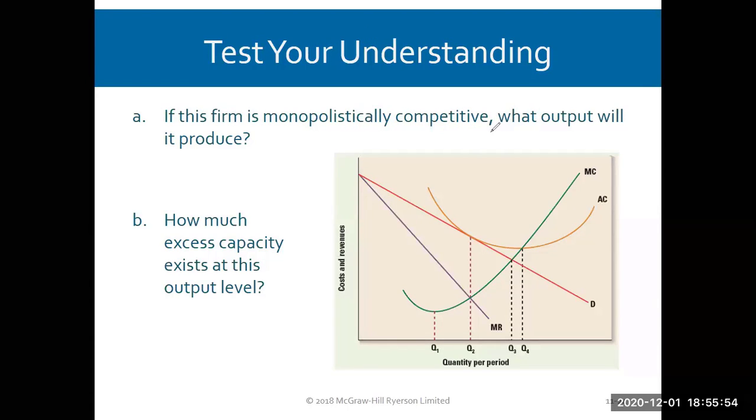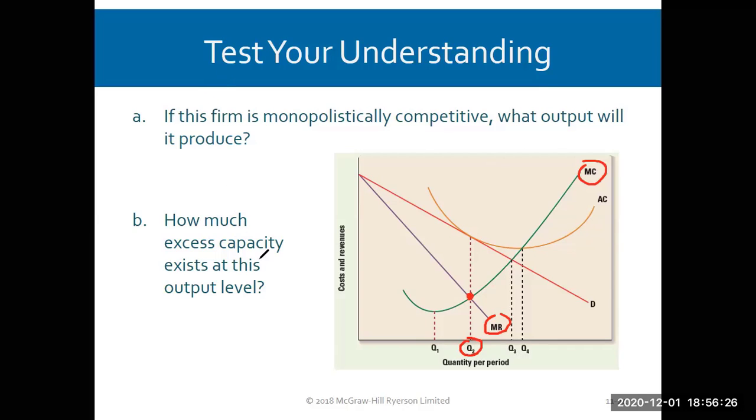So let's do this quick example. If we're saying this firm is monopolistically competitive, that means it's got this downward sloping demand curve and downward sloping marginal revenue curve. And if that's the case, what output will it produce? Well, we know always it's the same old, same old. We go to the point where marginal cost equals marginal revenue, and that's right there. And I look down, and that's the quantity we want to produce. It's the profit maximizing quantity.